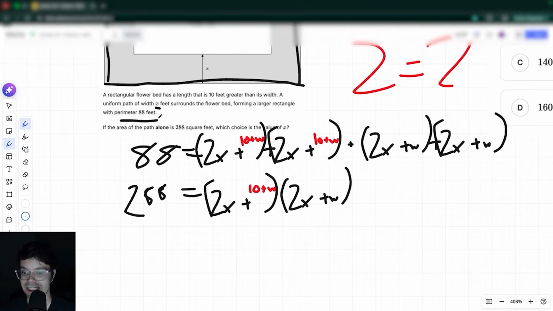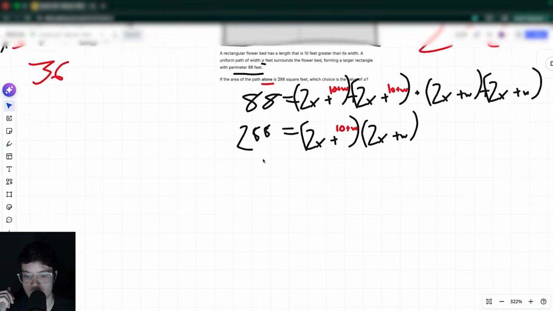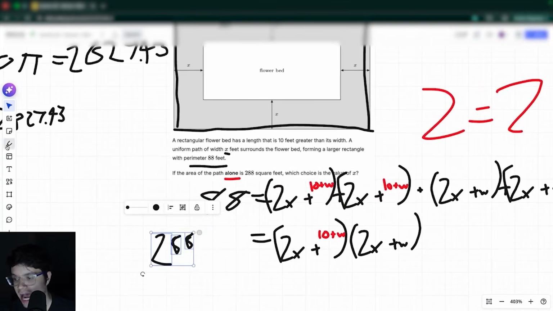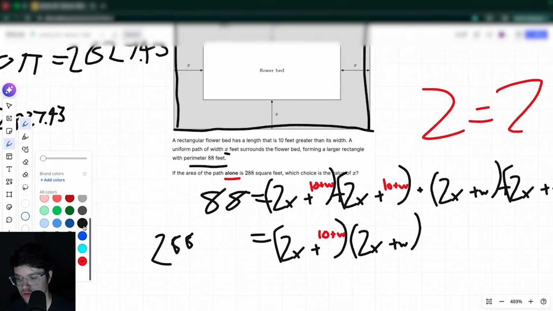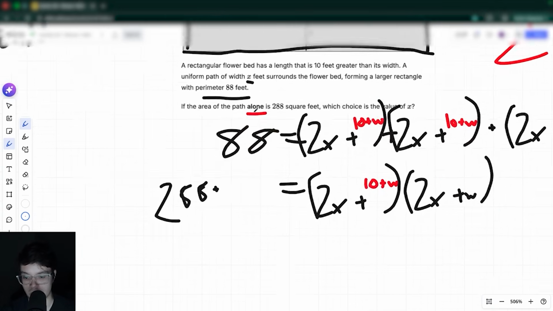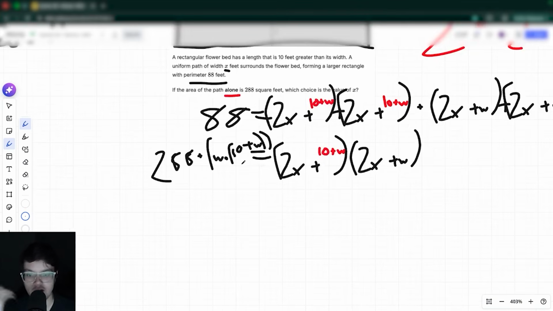But what you may notice is that I actually made a mistake here. 288 square feet is the area of the path alone for this. What we have here is the area of the entire thing altogether. So what we can basically do is say this would be the area of the path and then add back to it the area of the stuff in the middle as well. What that would equal is just length times width for the middle thing. So we can just say here w times 10 plus w, so that we don't add any other variables by doing that.